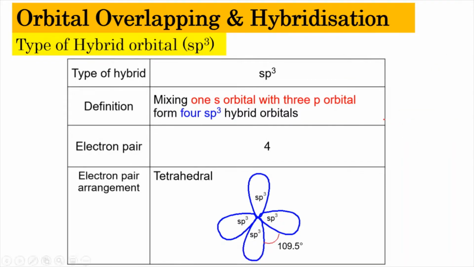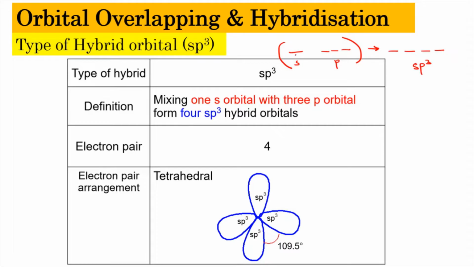Next, we can also produce the hybrid orbital of sp³. So we can mix one of the s orbital, and then we have 1, 2, 3 p orbital. So when we mix all of them together, they're going to produce a new set of hybrid orbital which is similar in energy. Before this, diorang berbeza energy. Sekarang diorang energy yang sama. And they have sp³ hybrid orbital.